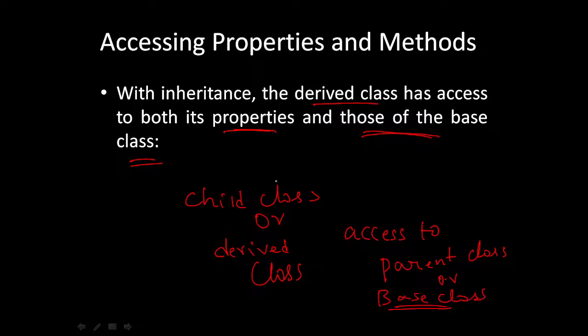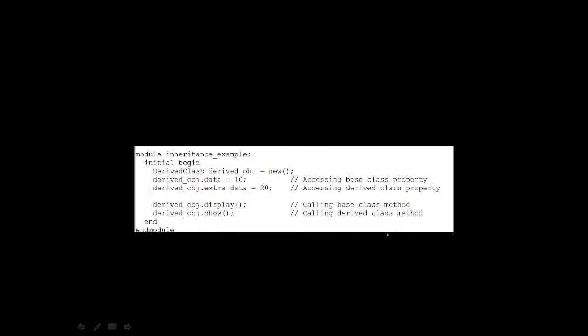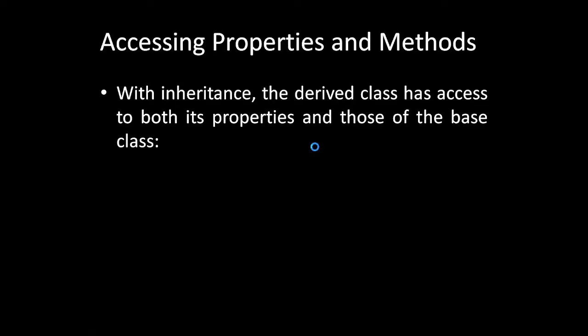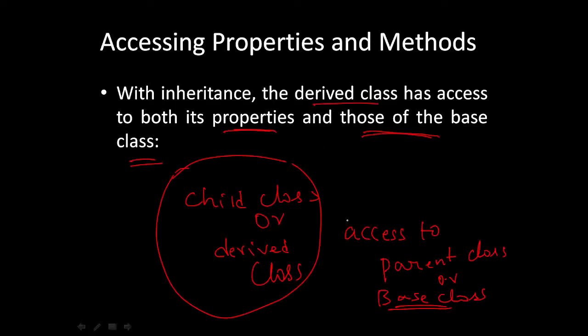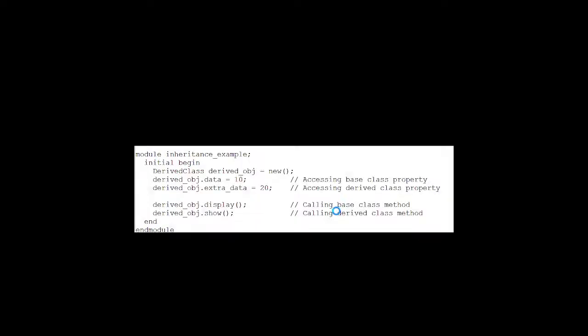The child class has access to properties of the parent class, as well as the methods which are present in the base class. So how are we going to access those properties and methods which are present in the parent class, how is the child class going to access them? Now we will see. Okay, so let's take an example.